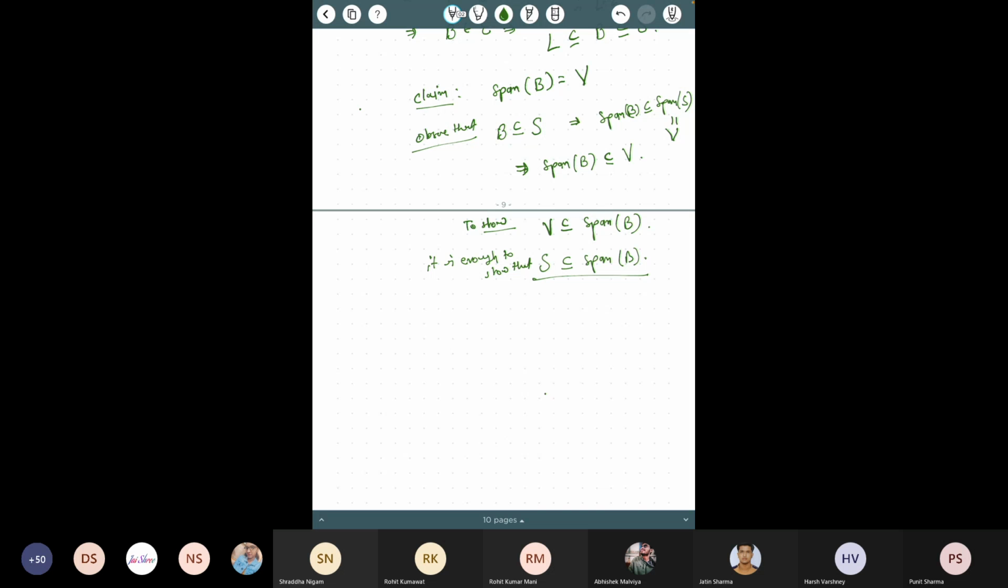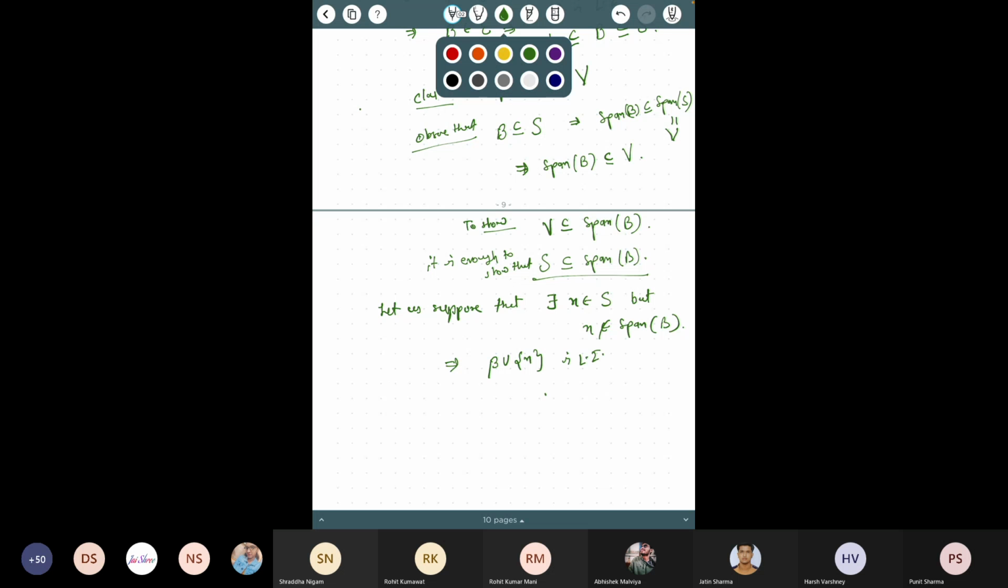So suppose that this is not the case. Let us suppose that there exists x in S, but x is not in span of B. Suppose that S is not a subset of span of B. What does it mean? This implies that B union x is linearly independent. Now, why is this true? This is an exercise for you.